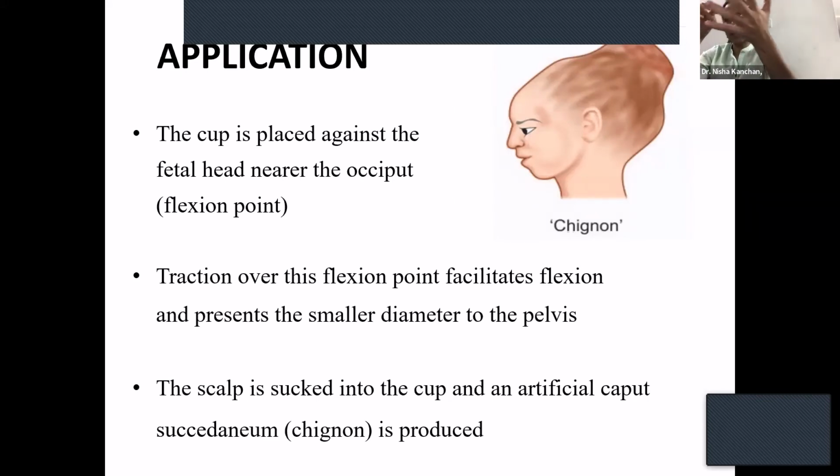During that, part of the scalp is pulled into the vacuum and this chignon is formed. Now this chignon acts like a knob, and on this knob you're giving traction, you're pulling the baby's head. Sounds barbaric, but that is what they're doing. They're trying to create a knob on the baby's head and putting traction on the knob. So this artificial swelling on the baby's scalp which they created, the chignon, is then where traction is applied.